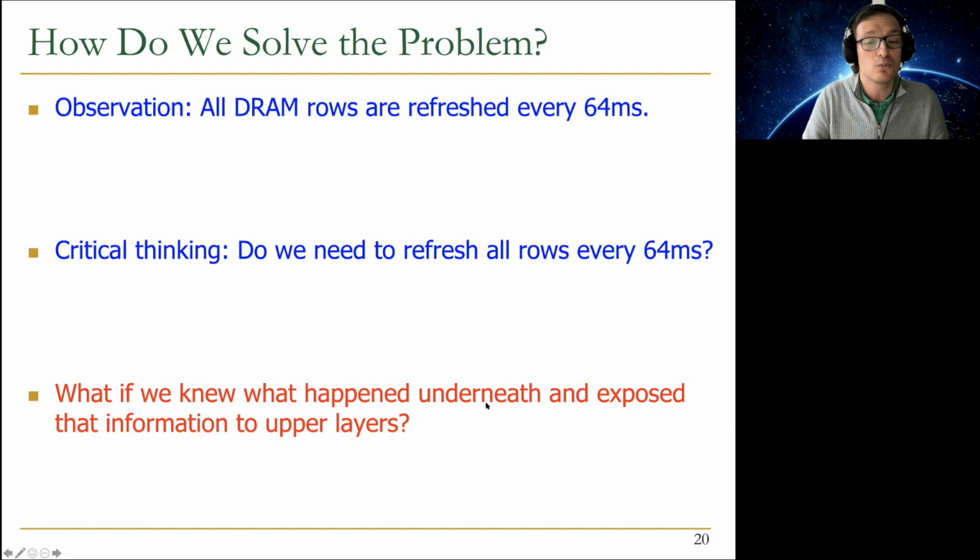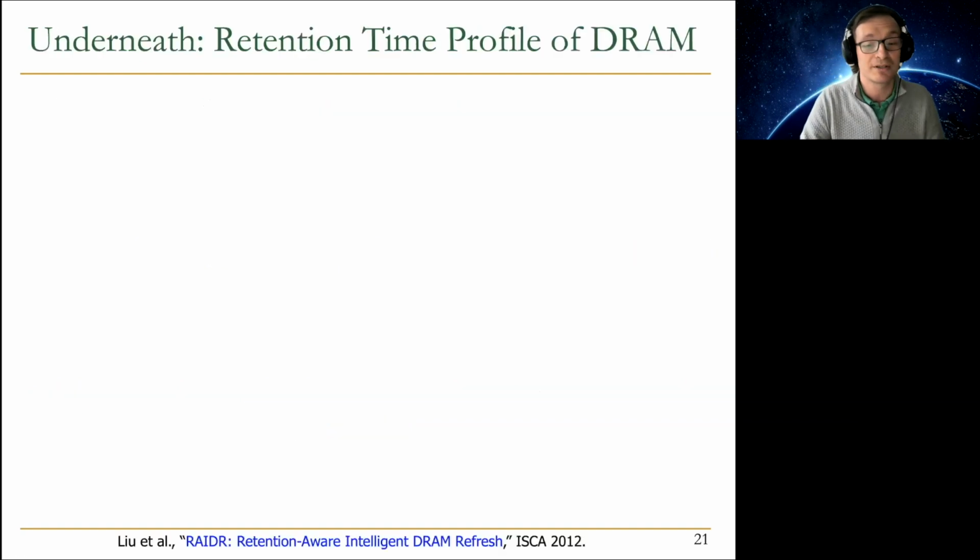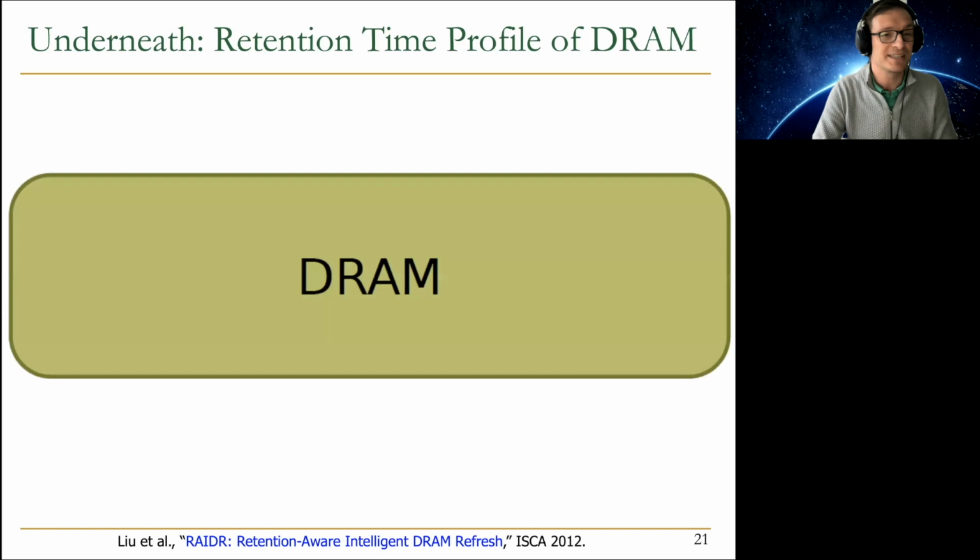What if we knew what happens underneath inside the DRAM chip and exposed that information to upper layers? Basically, what happens for each DRAM row or DRAM cell. So let's take a look at underneath. This is a data retention time profile of DRAM. You can represent DRAM as a set of cells. Let's say in an 8 gigabit DRAM chip, you have 8 billion of these bits.